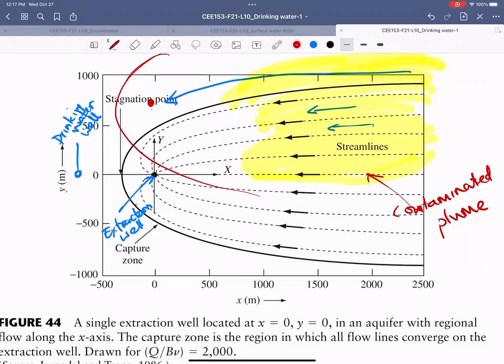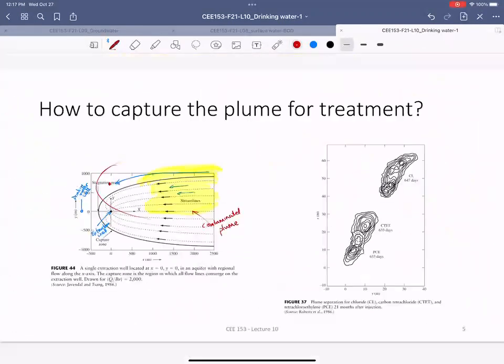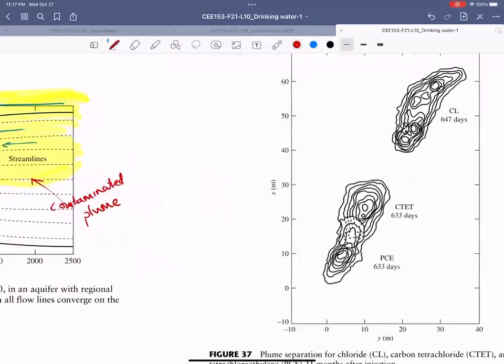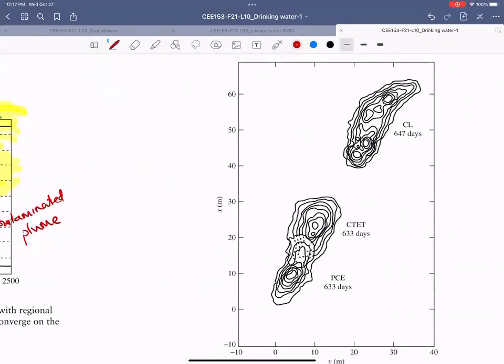So that's the design. One of the problems is how many extraction wells you need to capture a certain plume, if you know the plume width. That's the problem that you are going to solve in one of the homework questions. So this is again a contour to show how the plume moves.